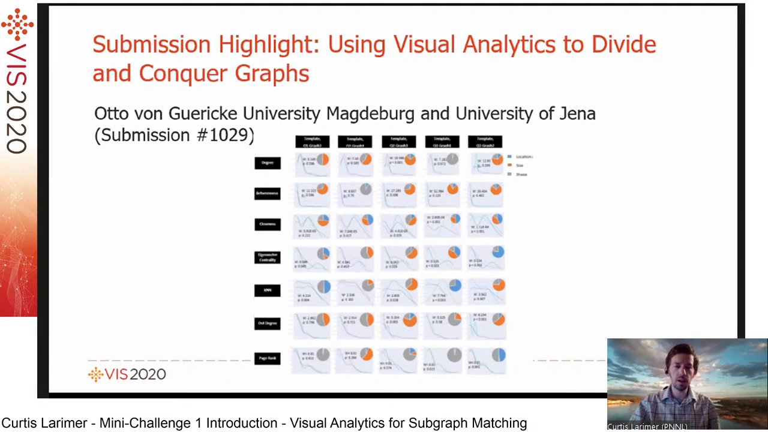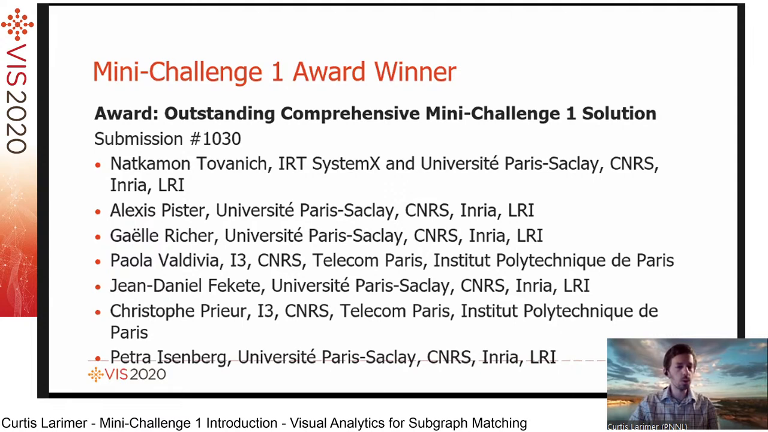So now, without further ado, I would like to introduce the first of our presenters, an award winner for Mini Challenge 1. This award was given for an outstanding comprehensive Mini Challenge 1 solution. It was submission 1030, a large team from a number of different institutions. As you'll see in their presentation, this was a team that really took on all of the challenges in Mini Challenge 1. They were able to answer all of the questions, got many of the answers correct, but more importantly, they also used some really novel visualizations to get to those solutions. At this point, I'd like to start their video presentation.